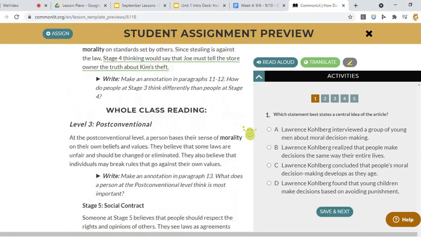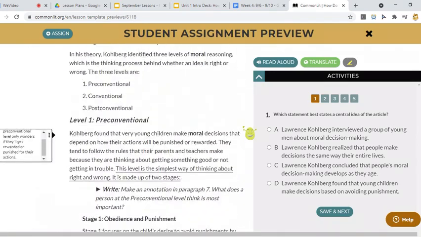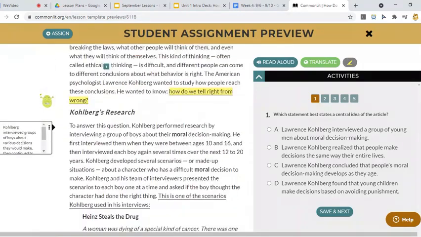Before we go on to level 3, though, let's do a little recap of what we learned so far, just so that way we're staying on board. We've been making annotations as we go.